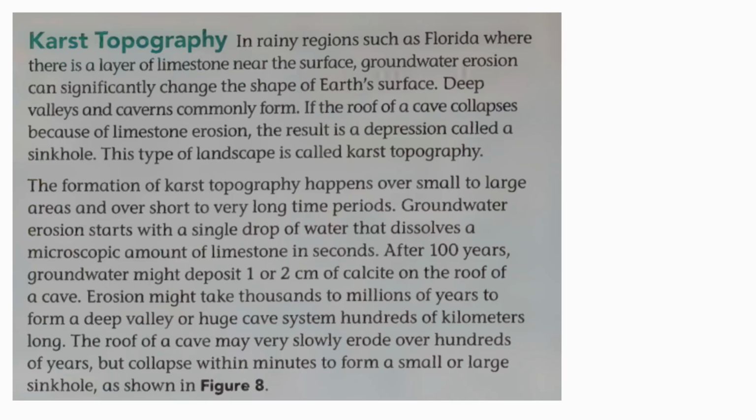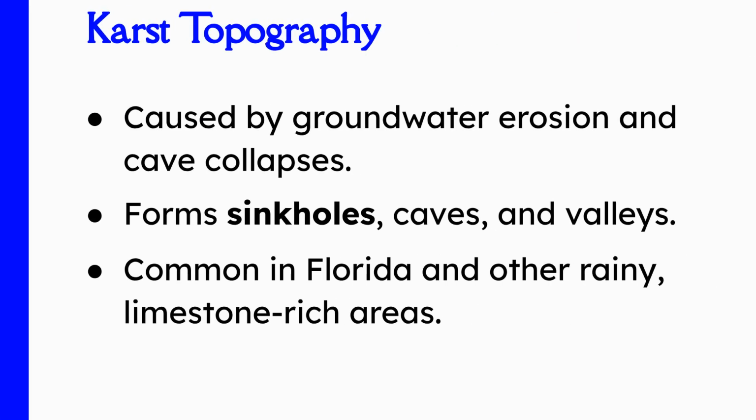Erosion might take thousands to millions of years to form a deep valley or huge cave system hundreds of kilometers long. The roof of a cave may very slowly erode over hundreds of years, but collapse within minutes to form a small or large sinkhole, as shown in Figure 8. Karst topography is caused by groundwater erosion and collapsing caves, forming sinkholes, caves, and valleys. It is common in Florida and other rainy, limestone-rich areas.